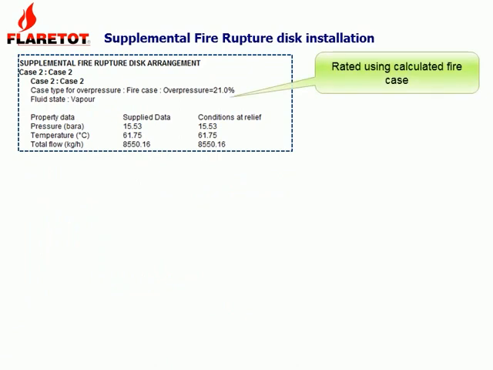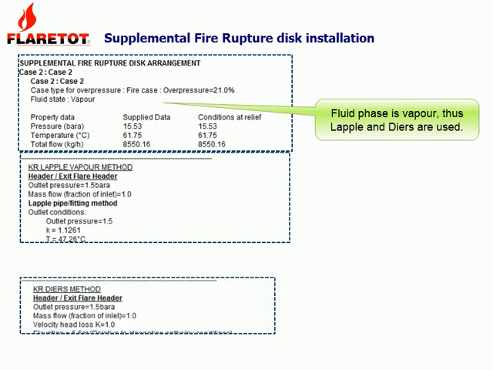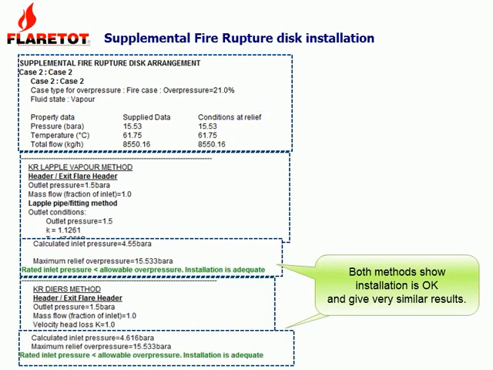The supplemental fire rupture disc installation is rated using the calculated fire case. The fluid phase is vapor, so that both the Lapple and the Dyer's method are used for rating. Both methods show that the pressure in the vessel is less than allowable, and thus the installation is acceptable. There is close agreement between the two methods.